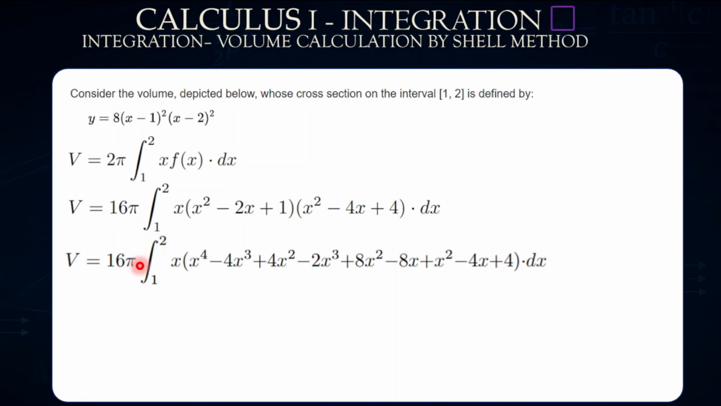So V equals 16π integral from 1 to 2 of x times (x⁴ − 4x³ + 4x² − 2x³) dx. I multiplied these two together, and this is how we expanded them. Then you multiply by x from the outside, so you get 16π integral from 1 to 2 of x times (x⁴ − 6x³ + 13x² − 12x + 4) dx.